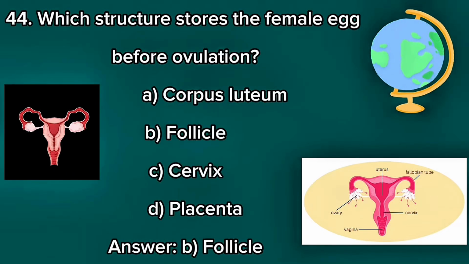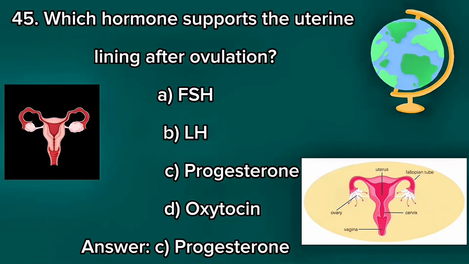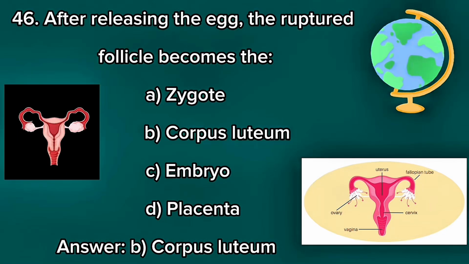44. Which structure stores the female egg before ovulation? A. Corpus luteum, B. Follicle, C. Cervix, D. Placenta. Answer, B. Follicle. 45. Which hormone supports the uterine lining after ovulation? A. FSH, B. LH, C. Progesterone, D. Oxytocin. Answer, C. Progesterone. 46.